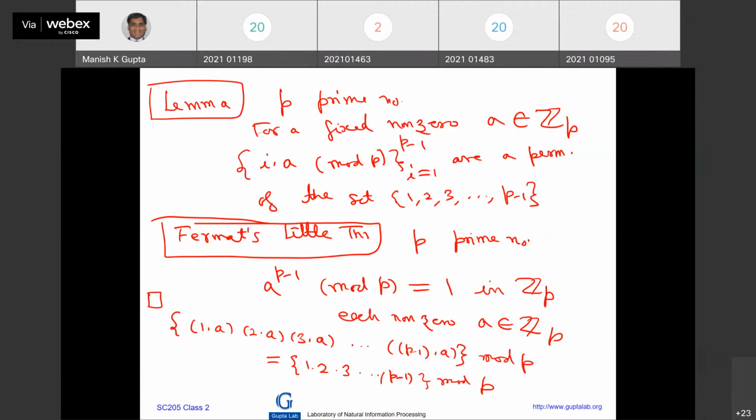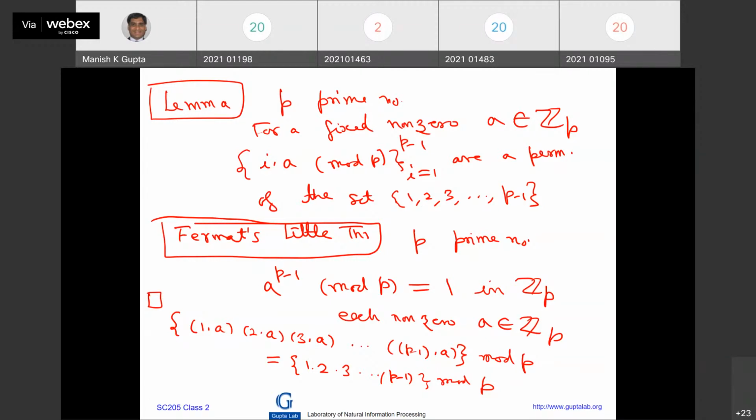Now, since every element 1, 2, 3, 4 up to p minus 1 has an inverse, I can cancel them, 1, 1, 2, 2, 3, 3, on both sides, and we are left with a raised to power p minus 1 is congruent to 1 mod p. Simple result, right? Where did the result come from? Because of this fact, the interesting observation, that this is nothing but a permutation of 1 to p minus 1, that's all.